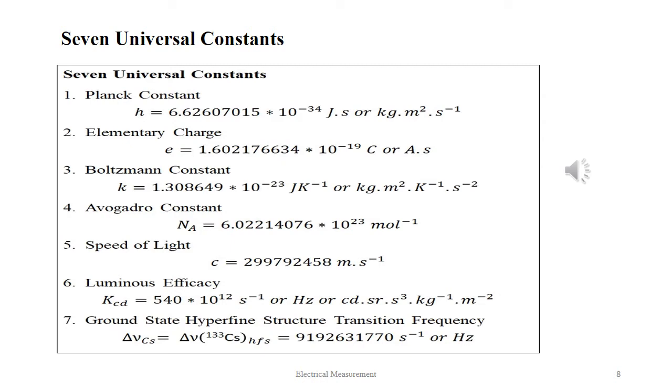The seven fundamental units of measurement were defined based on the seven universal constants, which are Planck constant denoted by small h, elementary charge constant denoted by small e, Boltzmann's constant denoted by k, Avogadro constant denoted by N, speed of light denoted by small c, luminous efficacy denoted by capital K, and the ground state hyperfine structure transition energy denoted by delta nu Cs.